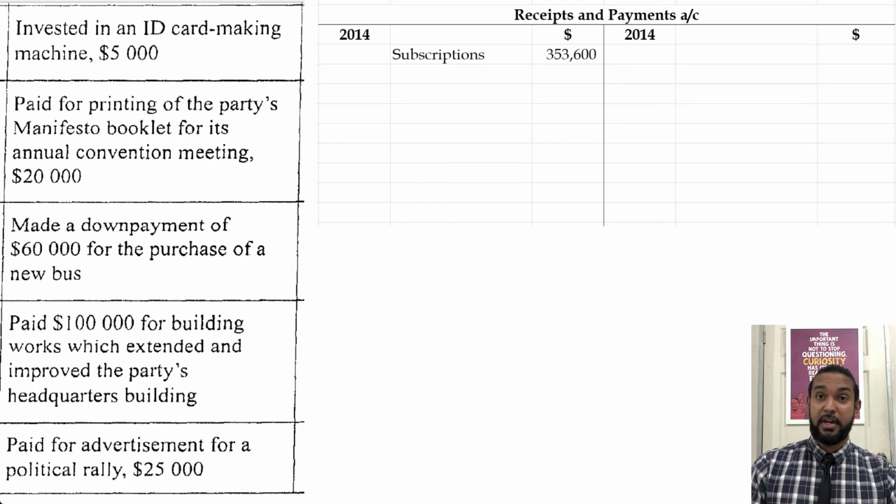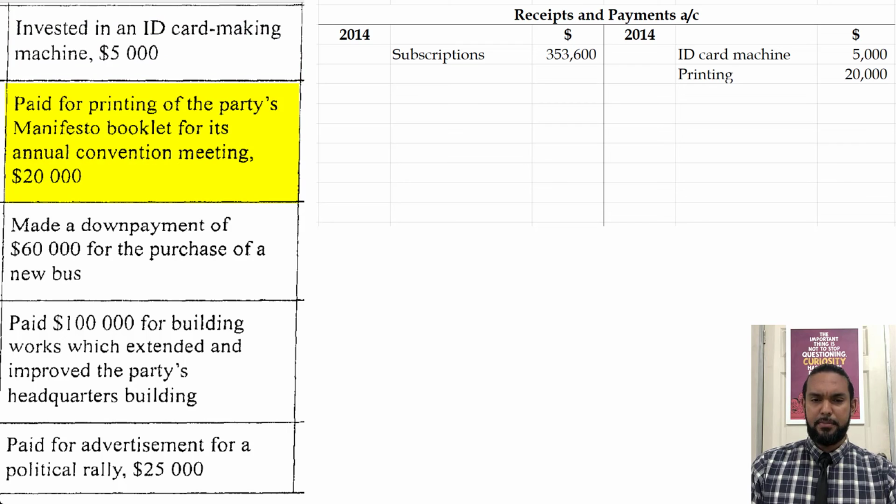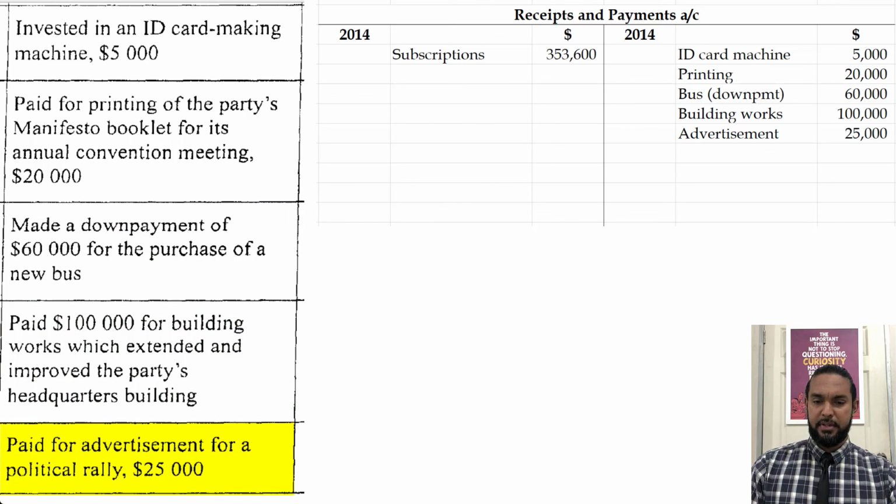So all of those items will go on the credit side, because remember, the receipts and payments account is essentially a cash book with one column, meaning the bank. Any payments that you make will result in money coming out of the bank, which will decrease the asset of bank. And to record a decrease in an asset, you have to credit the asset account. So the ID card making machine, $5,000, the printing of the manifesto, the down payment for the new bus, the $100,000 for the building works, and the advertisement for the political rally.